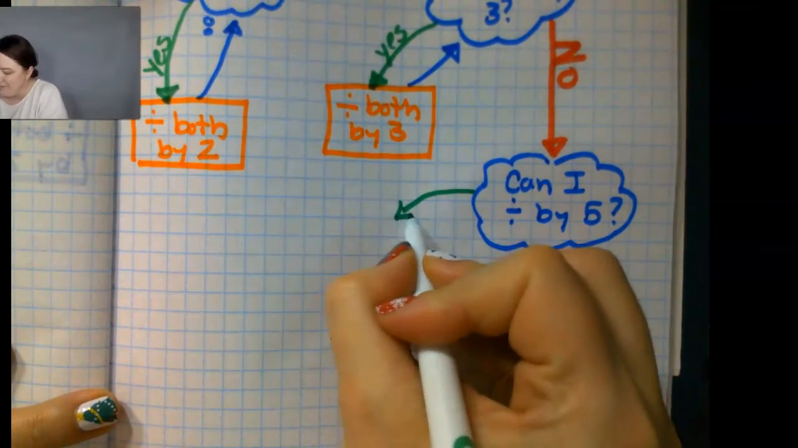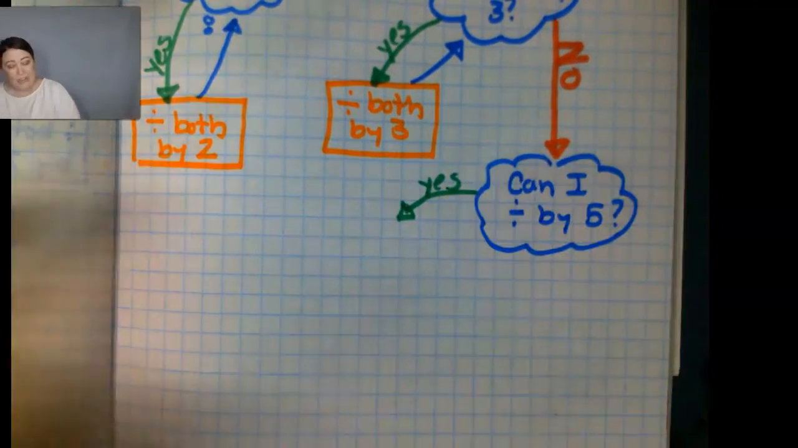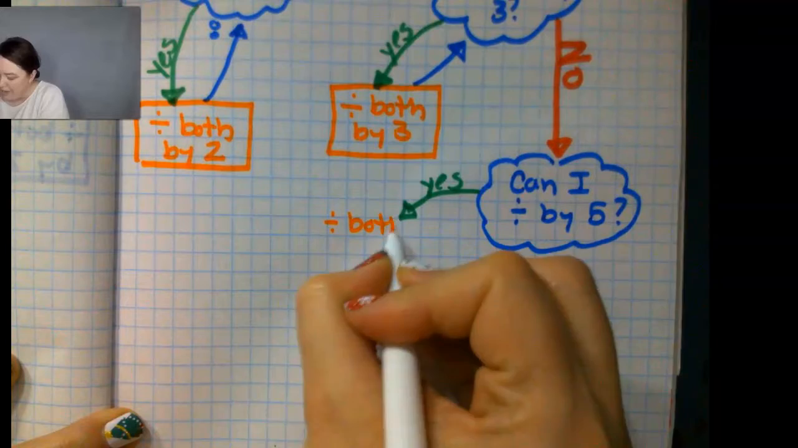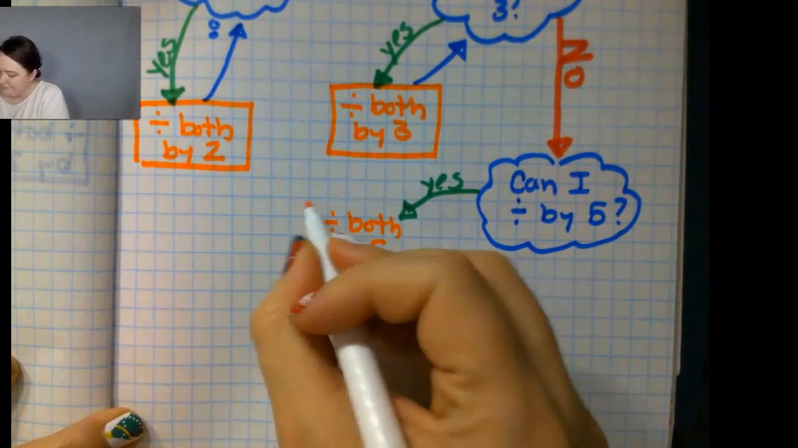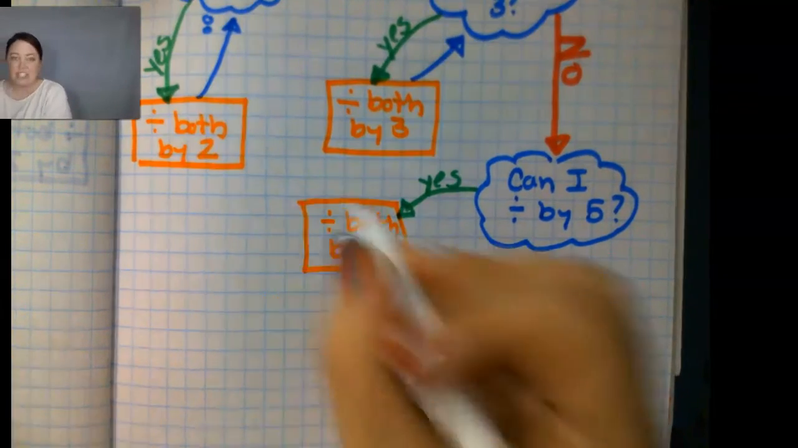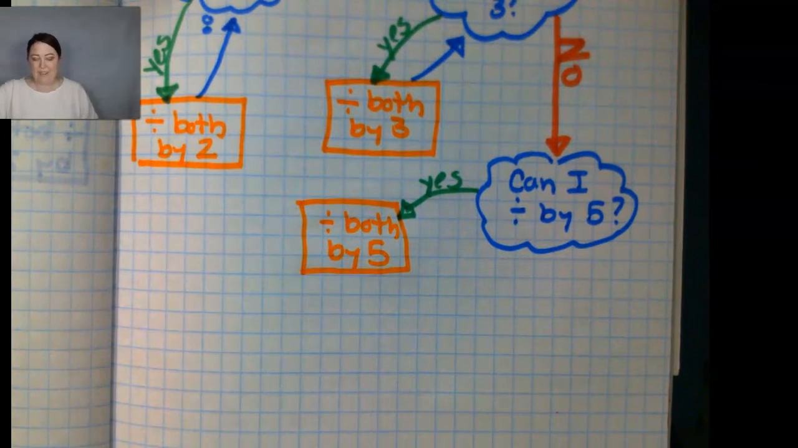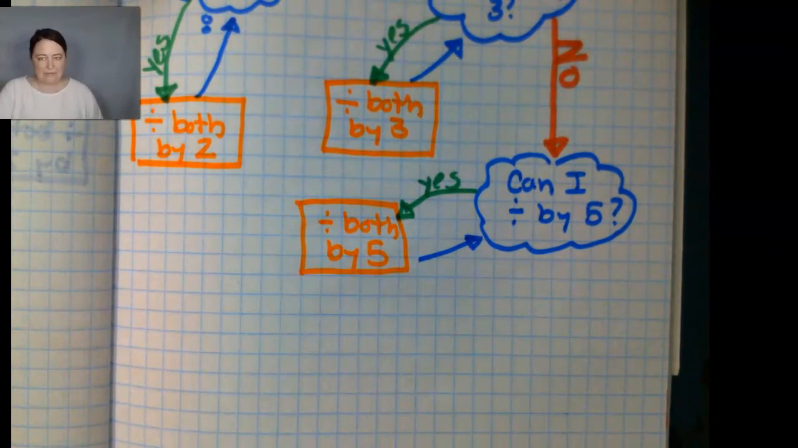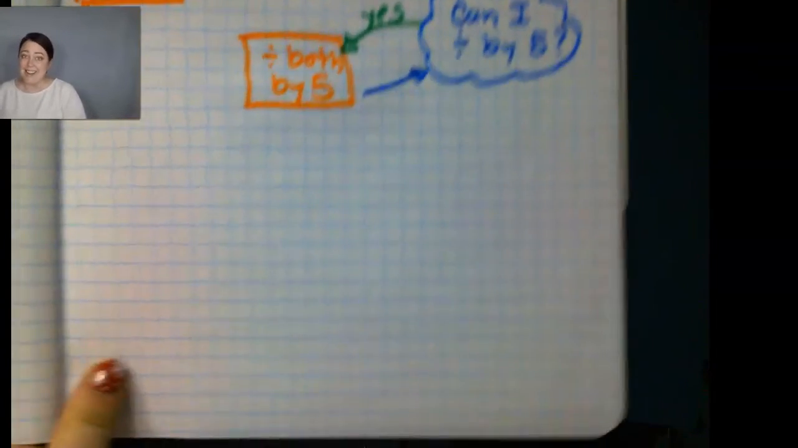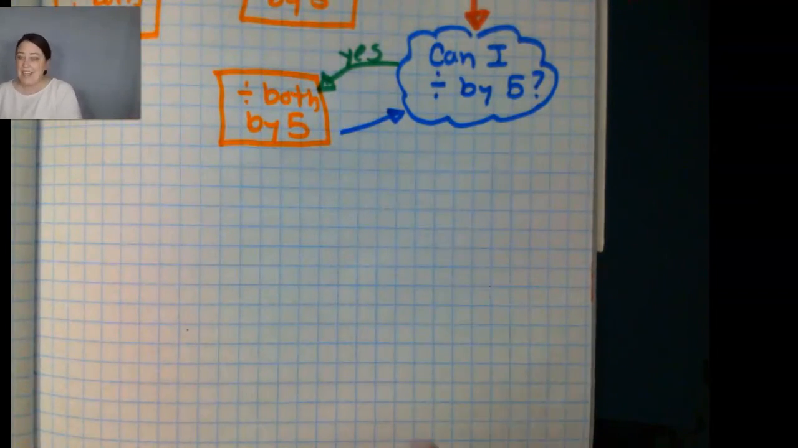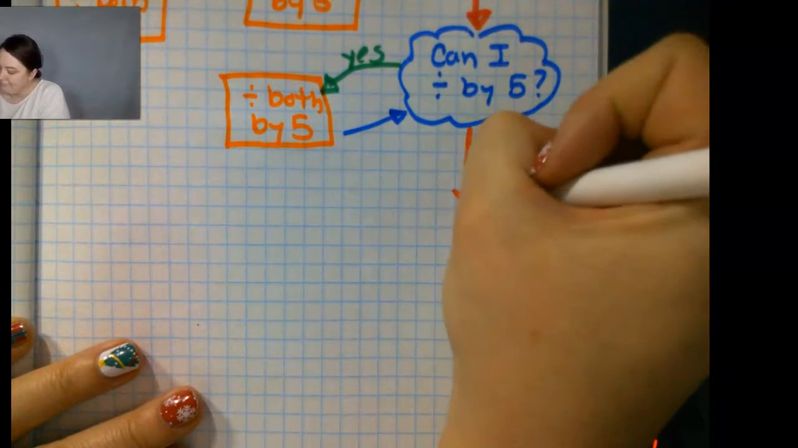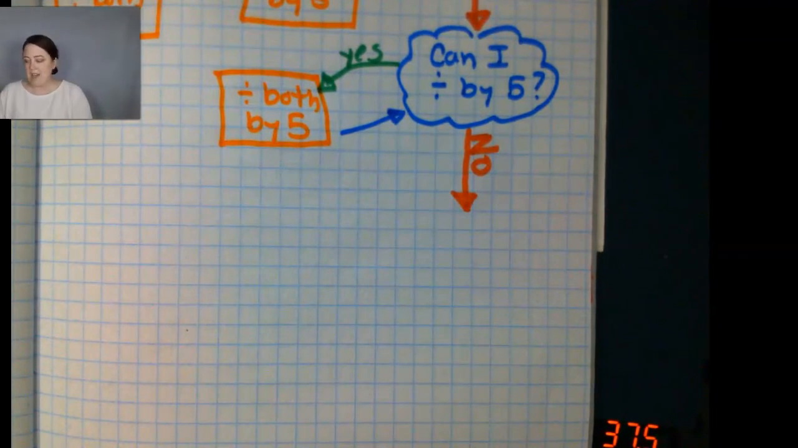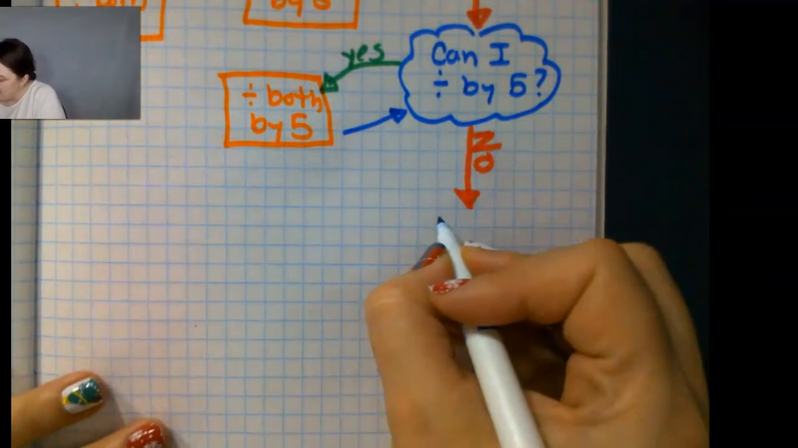If yes, what are you going to do? You're going to divide both by 5. And you ask yourself again, can I divide by 5? Eventually, it's not going to end in a 5 or a 0, and you're going to say no. I can't divide by 5. So then you ask yourself, can I divide by 7?